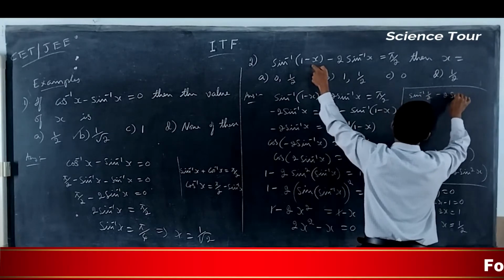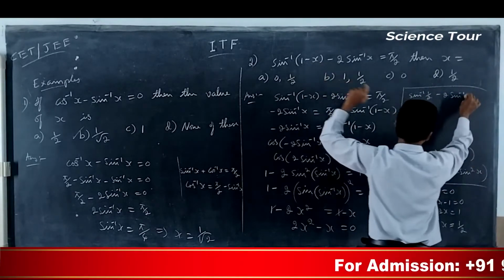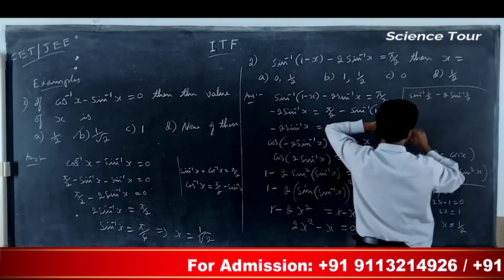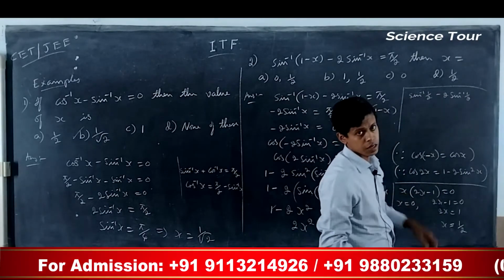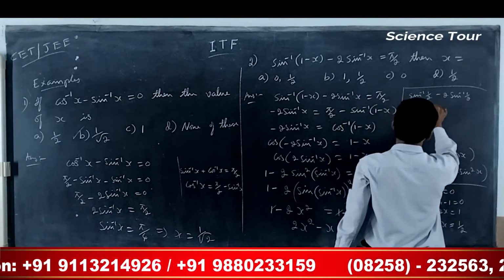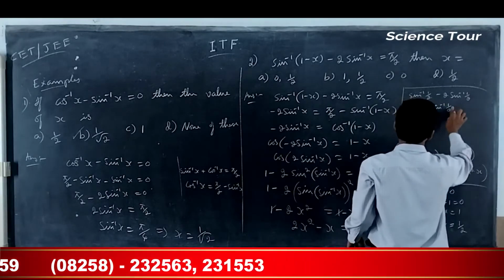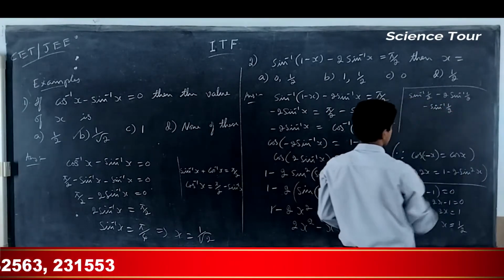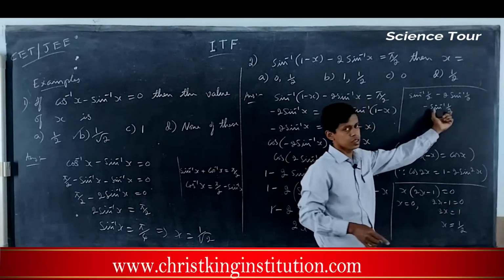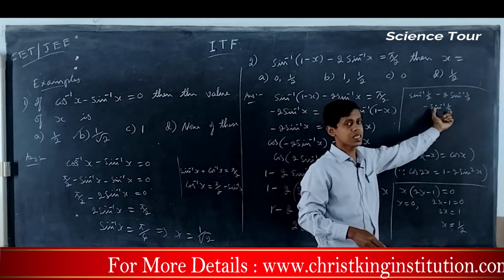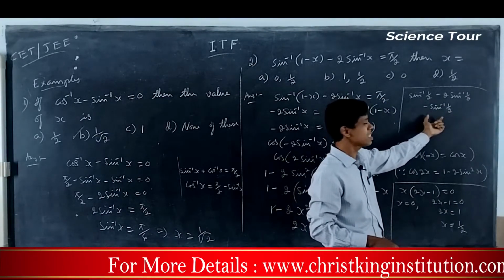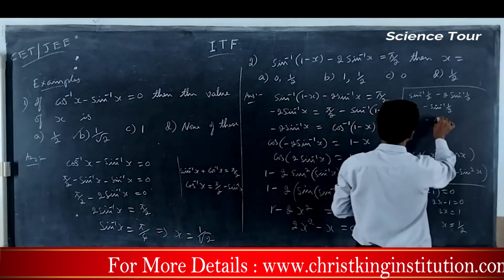Minus 2 sine inverse, I have to put half. Correct. So sine inverse half minus 2 sine inverse half, that is minus sine inverse half. Alright. So what is sine inverse half? Sine inverse half is pi by 6. So the answer is minus pi by 6 here.